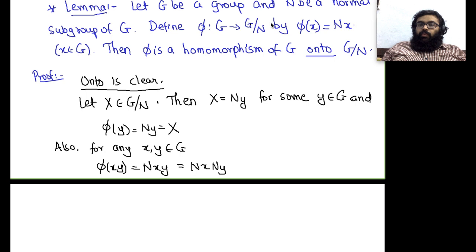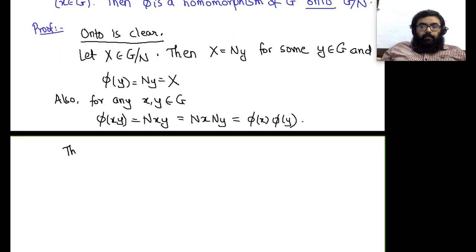This is how the product is defined in the quotient group. The elements are cosets, right cosets we have seen, and they can be multiplied like this. So this is clearly a homomorphism, because this is phi x, phi y. Thus phi is a homomorphism of G onto G quotient N. So it is a homomorphism and it is onto.